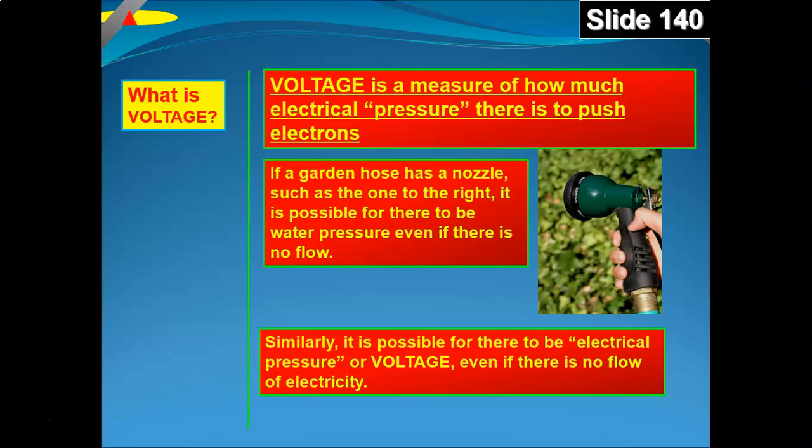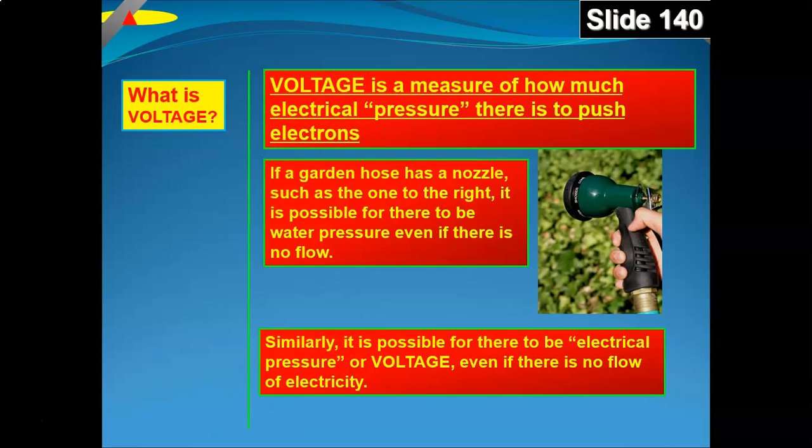So what is voltage? Voltage is a measure of how much electrical pressure there is to push the electrons. Again, think of it like gravity, except it applies to electrons. If a garden hose has a nozzle such as the one on the right, it is possible for there to be water pressure even if there's no flow. Similarly, it is possible for there to be electrical pressure or voltage even if there is no flow.